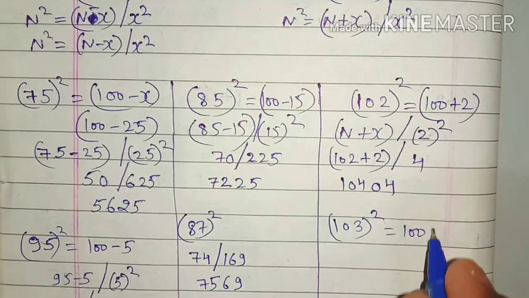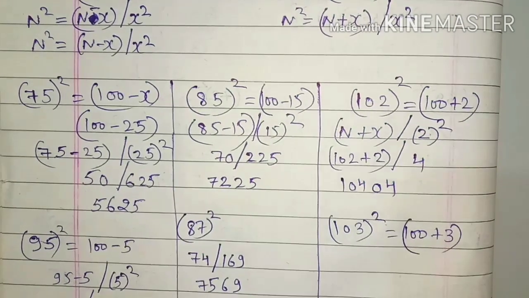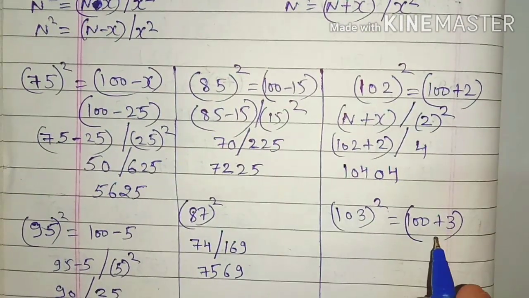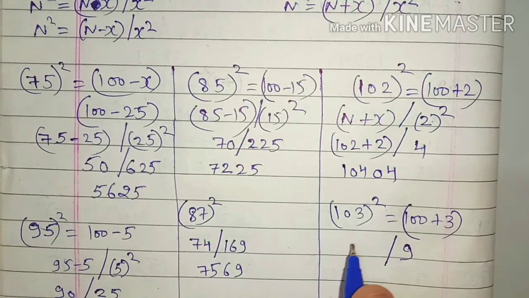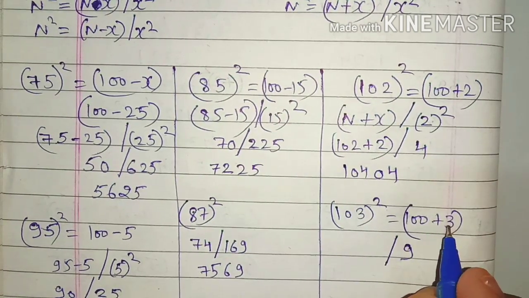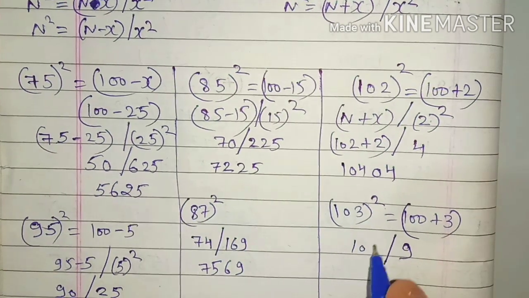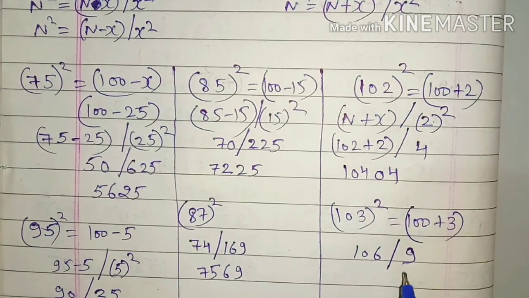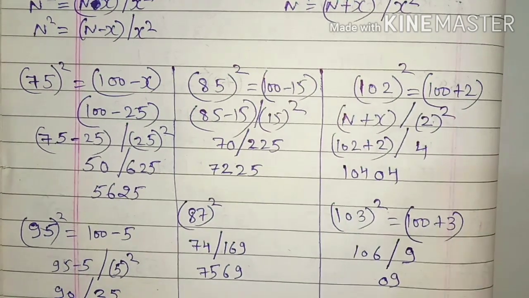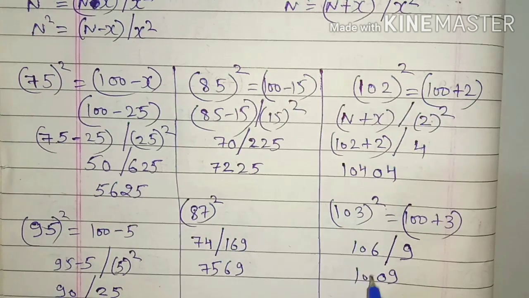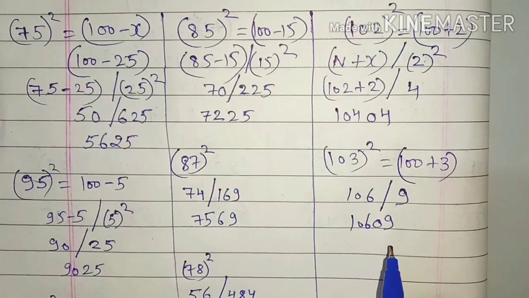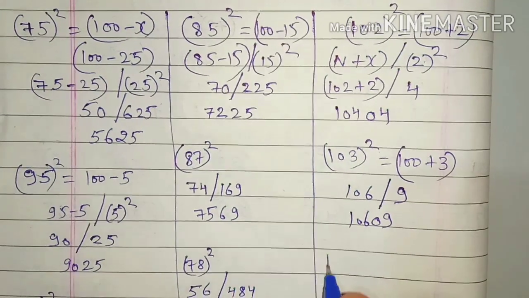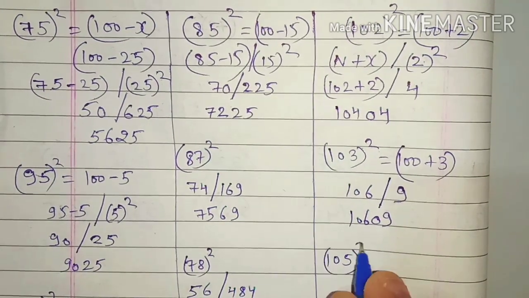Take one more example, 103 square. The number is 3 more than 100. So what to do now? On the right side the square of 3 is 9, and on the left side 103 plus 3 becomes 106. There is only one digit, so we have to write 09. 106 will be the same. So the square of 103 is 10609.